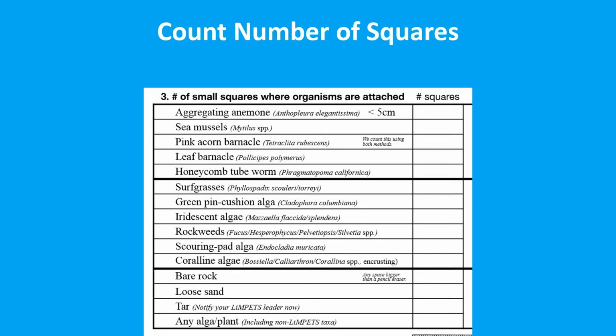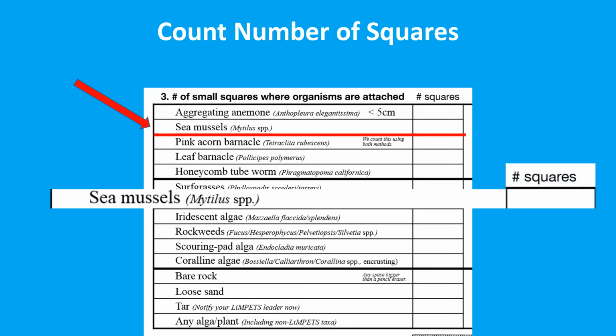The second way we count species within a quadrat is by counting the number of squares where the organisms are found or attached. Today we're going to be counting how many squares that we find sea mussels in. Sea mussels are found in the mid-zone area of the Rocky Intertidal and can be found in very dense beds. So this species makes it hard to count all the individuals, since there can be so many just within a quadrat.